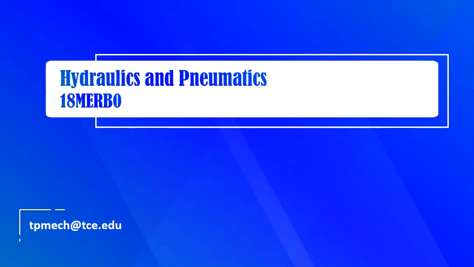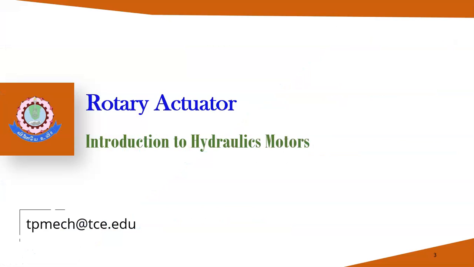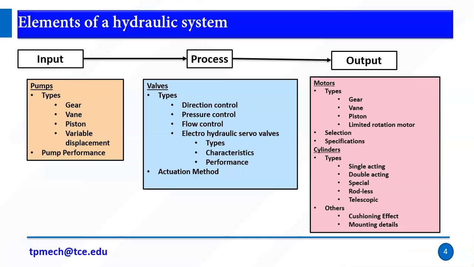Hydraulics and pneumatics. So now we are going to see the actuator part, right? So this is the output. We know that the input is a hydraulic pump, and the output may be the cylinder or the motor. Input, process, output.